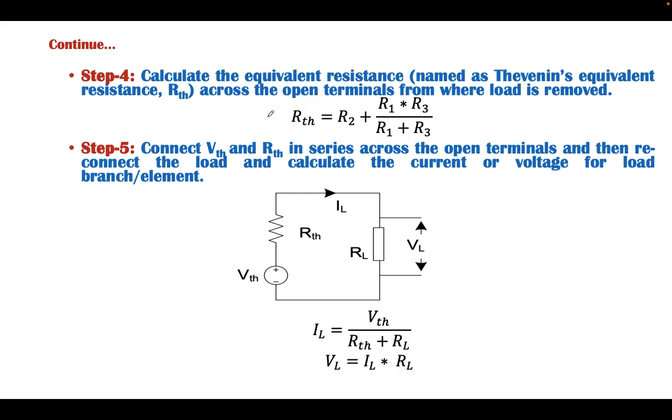Now calculate the equivalent resistance. RTH will be equal to R2 plus the parallel combination of these two resistances. Now we know VTH, the open circuit voltage across terminals A and B, and RTH, the equivalent resistance across terminals A and B. This VTH and RTH are connected in series across terminals A and B. Now to find out the current through the load resistance, which was earlier removed from the circuit, it is now replaced across terminals A and B. To find out the current and voltage in this resistance, we can apply KVL in this network, and then we can easily find out IL and VL.